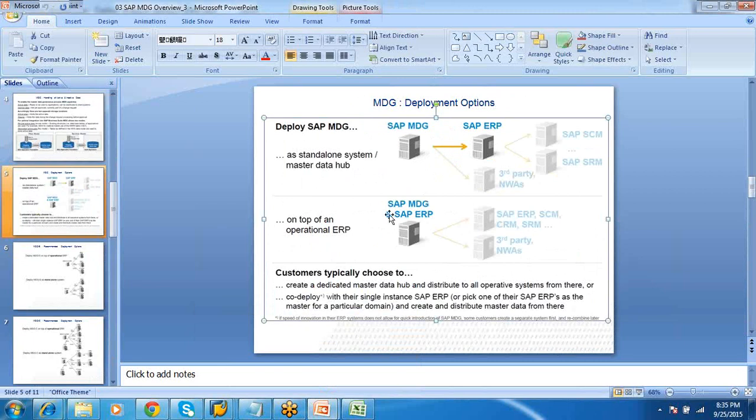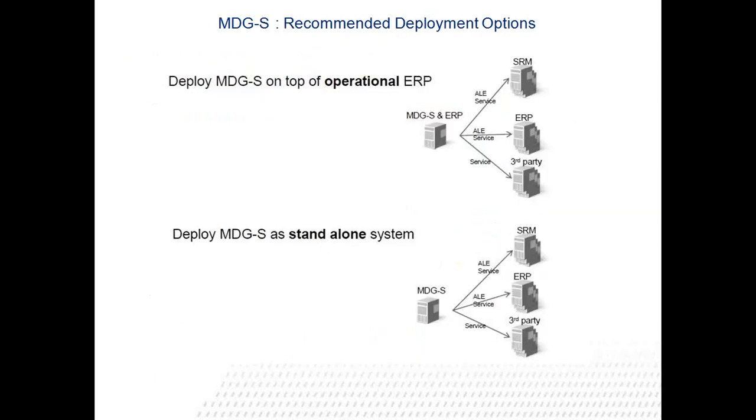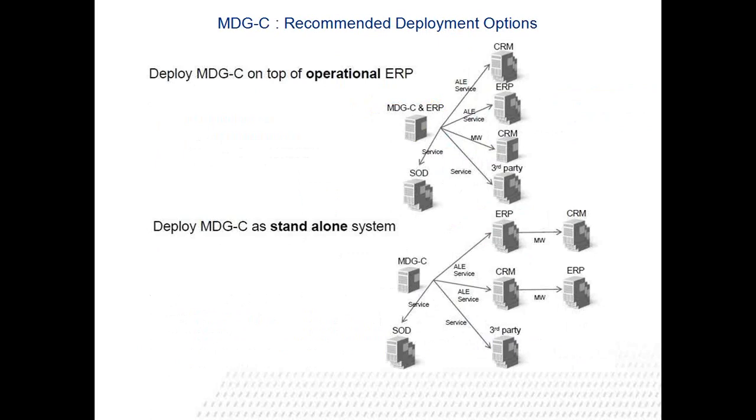So if it is a small business, I don't want to buy new hardware and I want to run MDG also on ECC, that is possible using co-deployment. Going to the next slide, all slides are the same. We just want to show for MDGM how we have two options: a hub model and co-deployment. This is the example for co-deployment, and this is the example for the hub model.